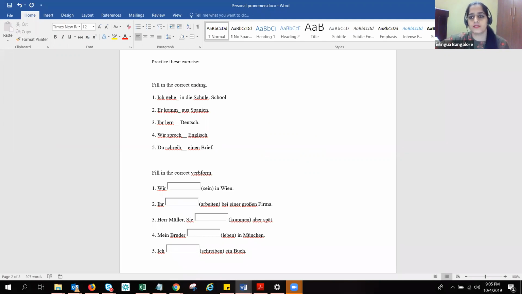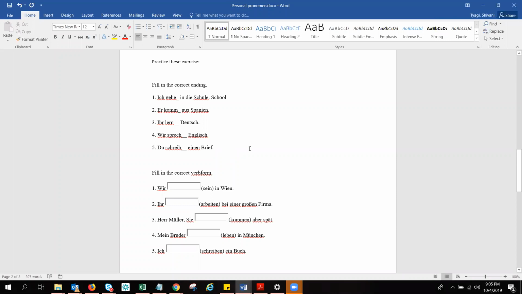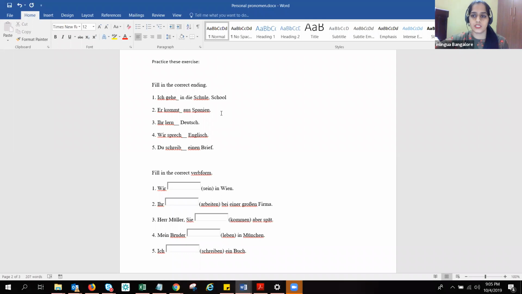Then Shashikala, can you tell me the ending in the second sentence? Shashikala, you there? Never mind. Shruti, can you tell me the ending for the second one? Er kommt aus Spanien. Spanien is Spain. We have done this sentence when we were introducing ourselves. If we introduce ourselves, it is ich komme aus Indien. Instead of ich komme, we can write er kommt. According to the pronoun, the ending will change.